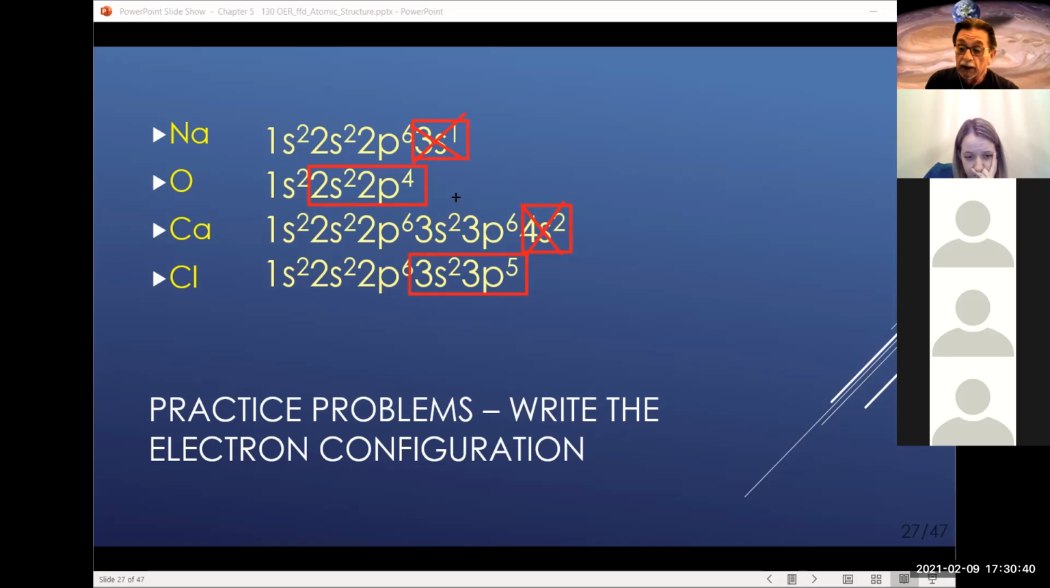All right, so I got 5:30. So let me stop it here on page 20, slide 27. And we'll continue on Thursday.